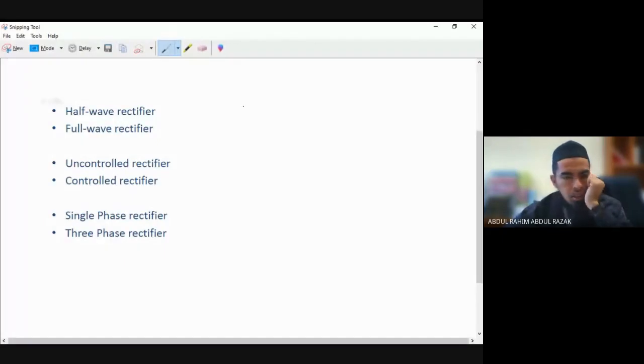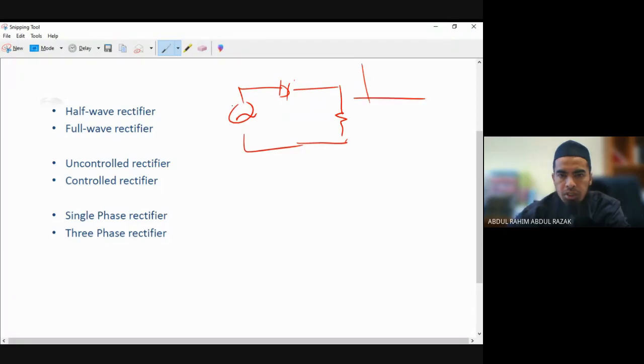Half-wave means that if you have an AC source, you will have only one diode before it goes to your load. You have the input of a full wave, but you will see that only half wave of your signal is processed. It rectifies, then it blocks. It rectifies and it blocks. Even though you pump in the full wave of signal, only half wave is processed.